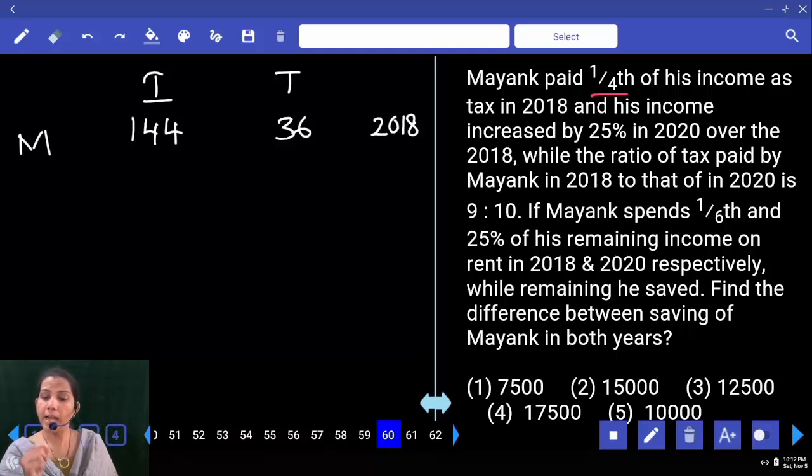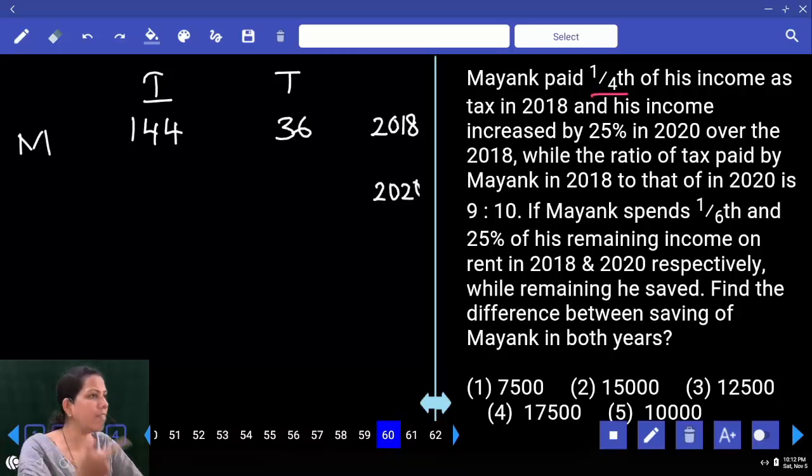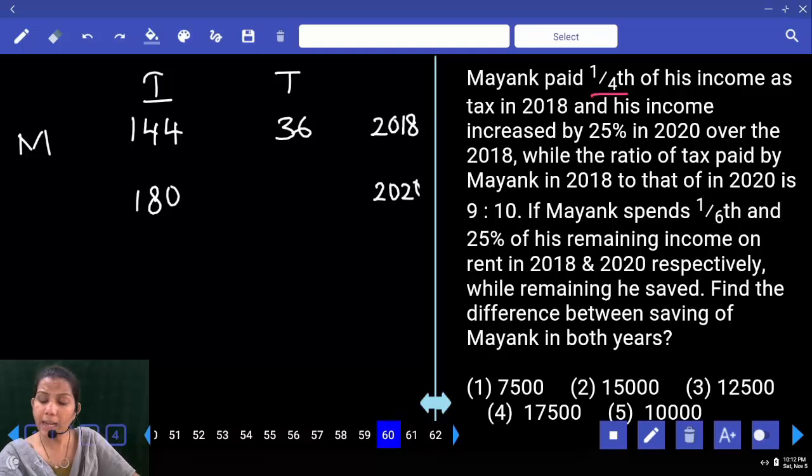Next. And his income increased by 25% in 2020. In 2020 his income is increased by 25%, exactly 1/4 again. 144 plus 36, 180. So his income is equal to 180. Next. While the ratio of tax paid by Mayank in 2018 and that in 2020 is 9:10. Already the 2018 tax value is 36. 9 parts is 36. Then what is 10 parts value?